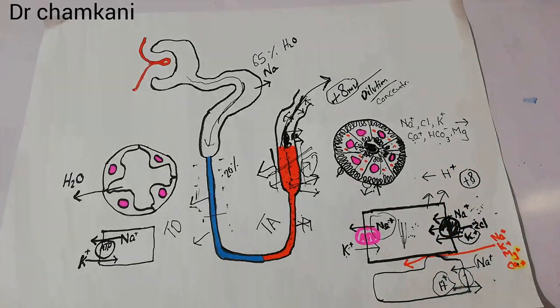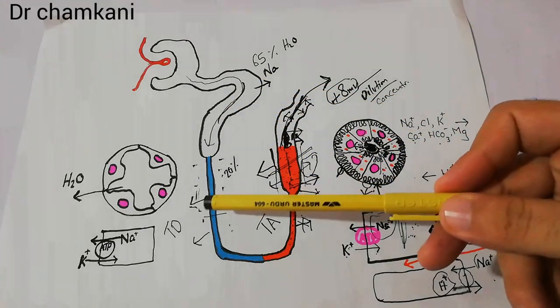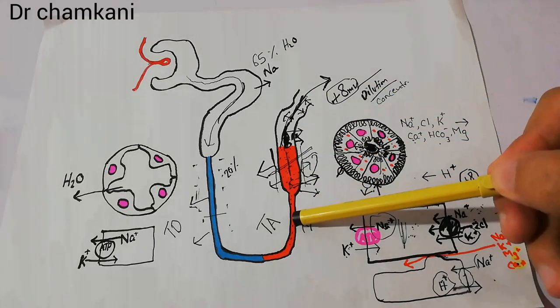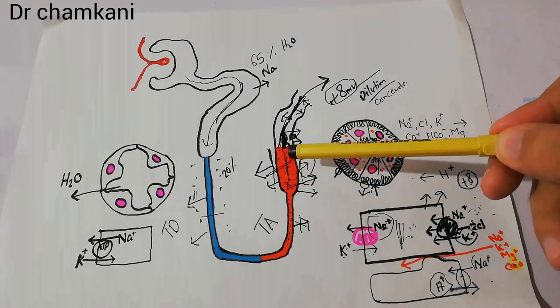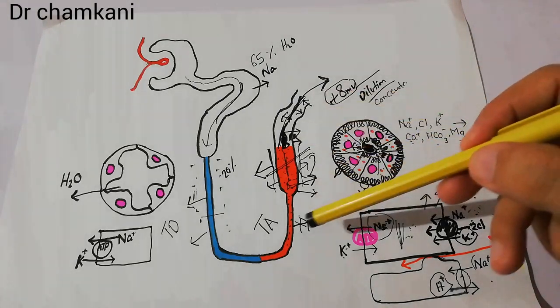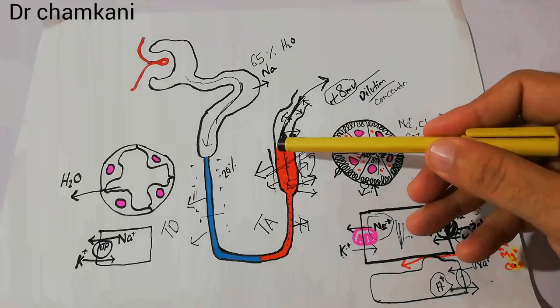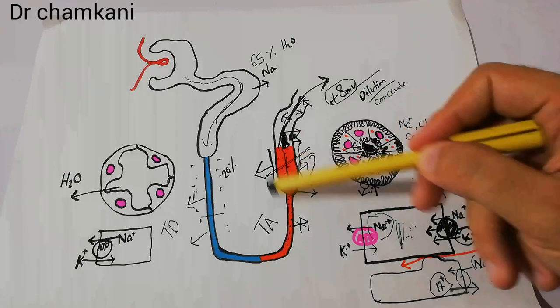So that's all about the loop of Henle, which has a thin descending segment, a thin ascending segment, and a thick ascending segment. The thin descending segment helps in the reabsorption of water. The thin ascending segment and the thick ascending segment are impermeable to water. They help in the dilution and concentration of urine depending upon the circumstances. The thin ascending segment is partially allowing the reabsorption of some ions, and there is a huge reabsorption of different ions in the thick ascending segment.